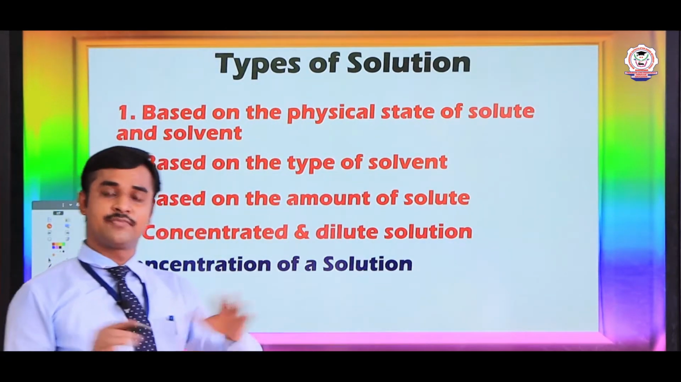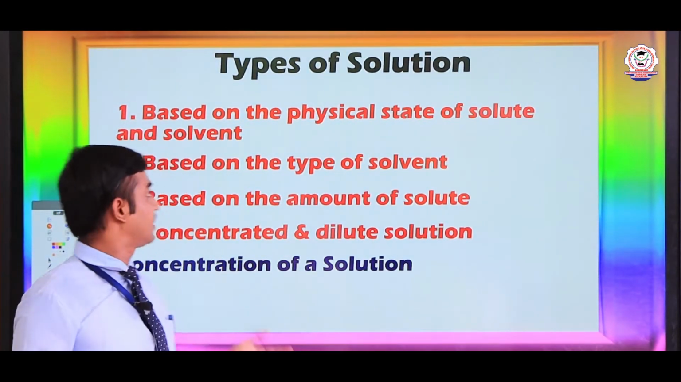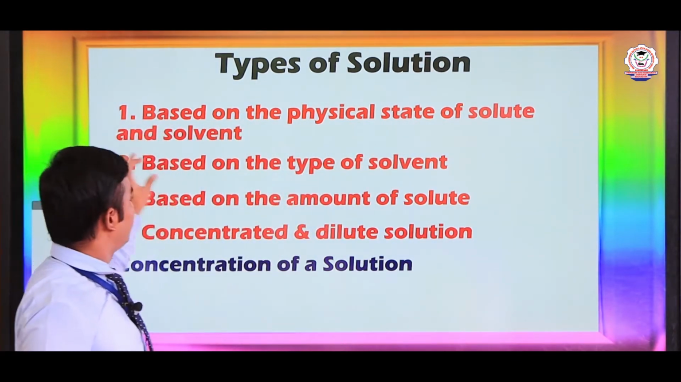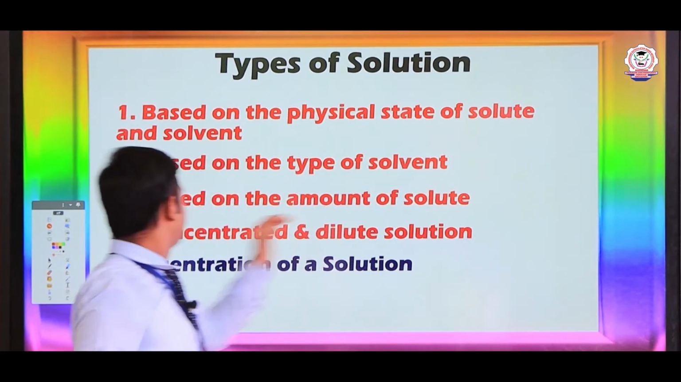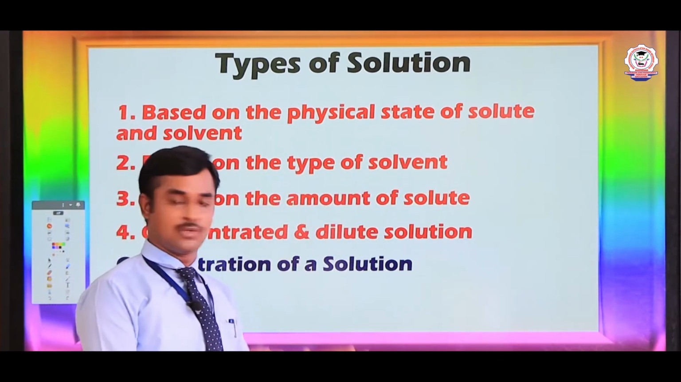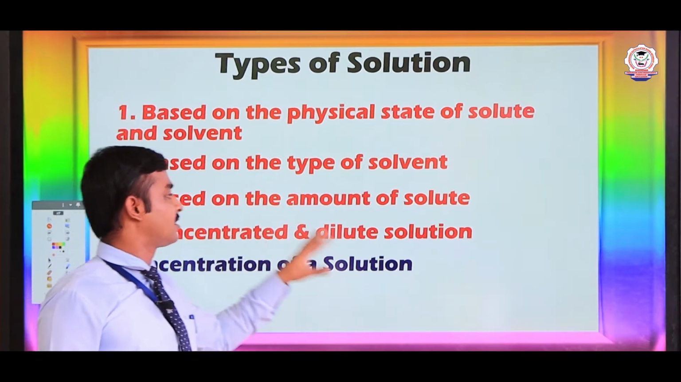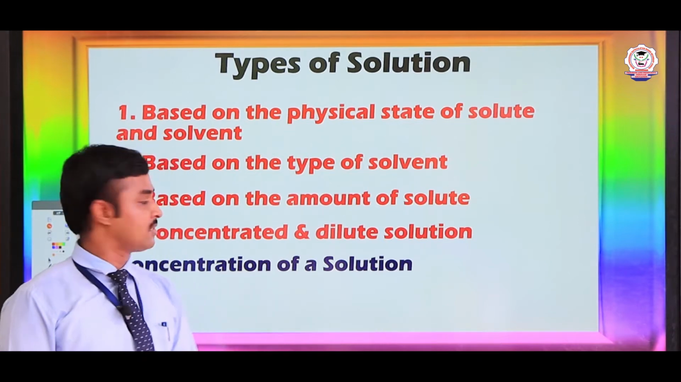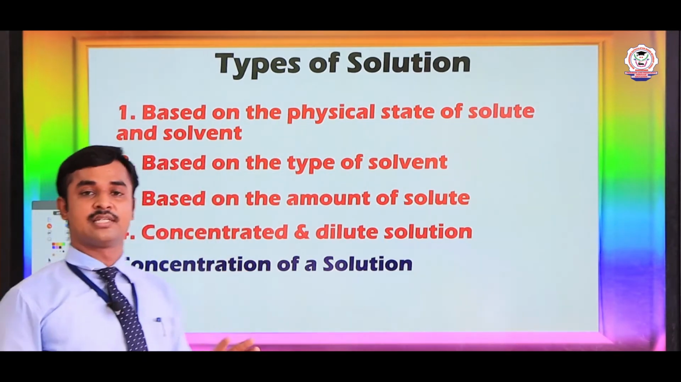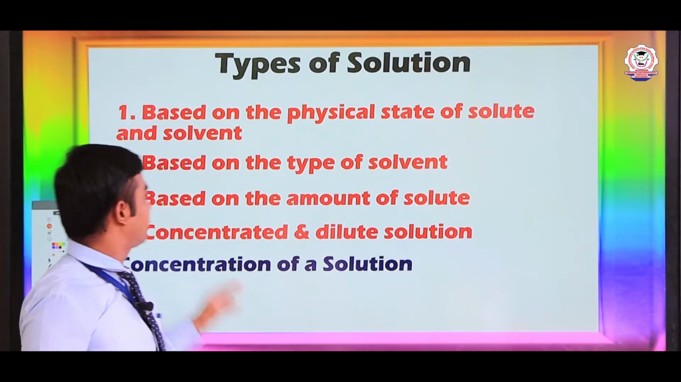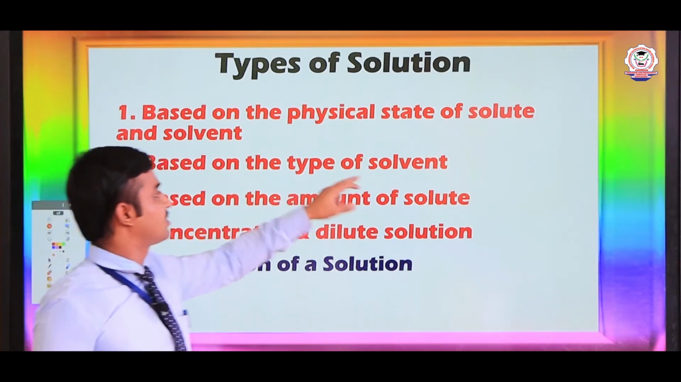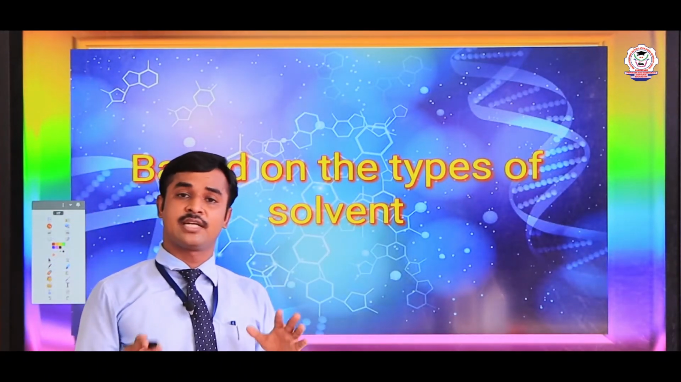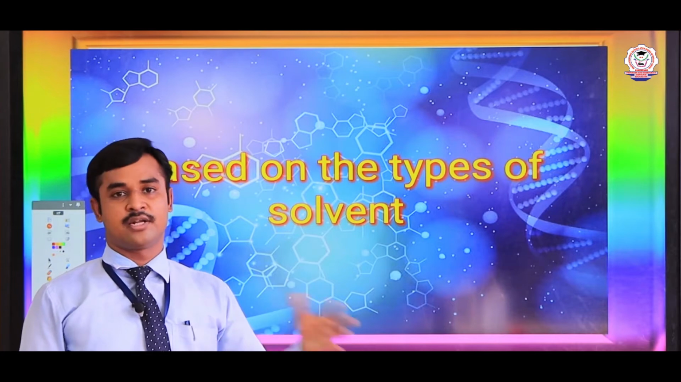So, different types of solutions are decided based on the physical state of solute and solvent, based on the types of solvent, and based on the amount of solute, whether the solution is present in concentrated or diluted form. Based on these types, we can differentiate the solutions. Today, we will differentiate the solution based on the type of solvent present in it, whether it is water or an organic solvent.